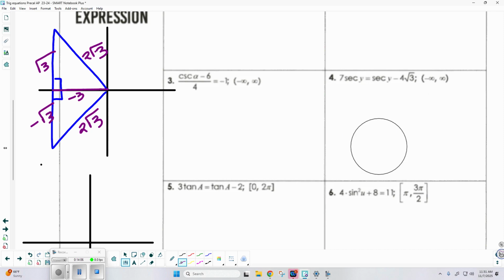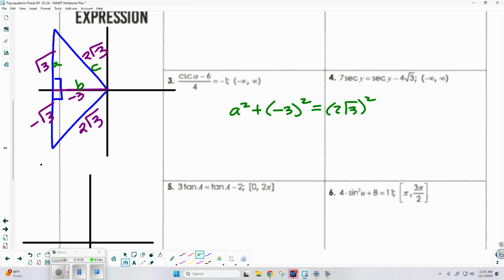So let's see here. So let's say that this is A, this is B, and this is C. A squared plus B squared equals C squared. So let's say we don't initially know that. So A squared plus B squared, so a negative 3 squared, equals C squared, 2 square root of 3 squared. So that's A squared plus 9 equals, what is a 2 root 3 squared? That's 12. Okay, 4 times 3. Now I'm going to subtract the 9. So A squared would equal 3. And see, that's where I get my square root.